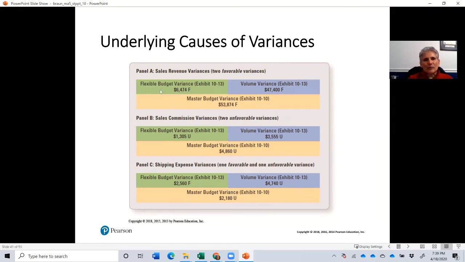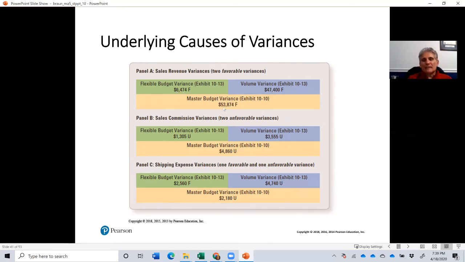So in this case, when we're looking about the sales revenue variances, two favorable variances, the flexible budget came up with a $6,474 favorable variance, and that was purely based upon price. Well, we can simply take the difference between the flexible budget and the master budget. If we take that difference, if we take the 53,874 and we subtract the 6,474, those were both favorable variances, but we're going to subtract the price variance, and that's going to give us the volume.